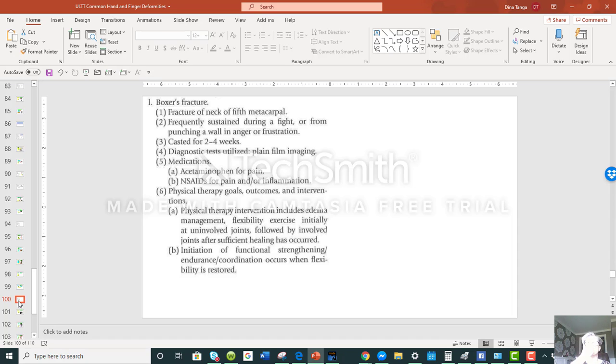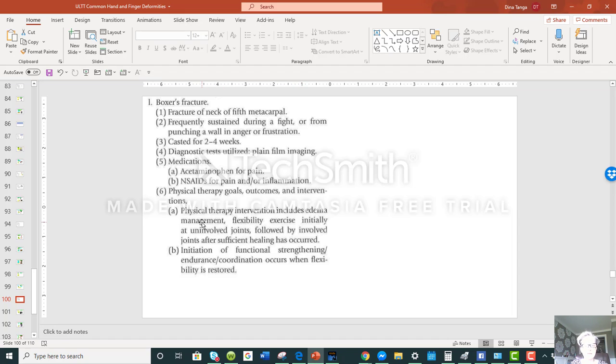Boxer's fracture: fracture of the neck of the 5th metacarpal. Frequently sustained during a fight or from punching a wall in anger or frustration. Casted 2 to 4 weeks. Diagnostic test, plain film imaging. Medications the same.